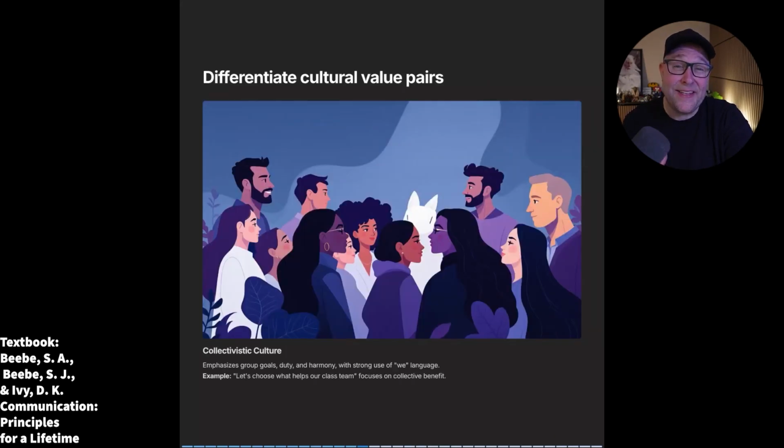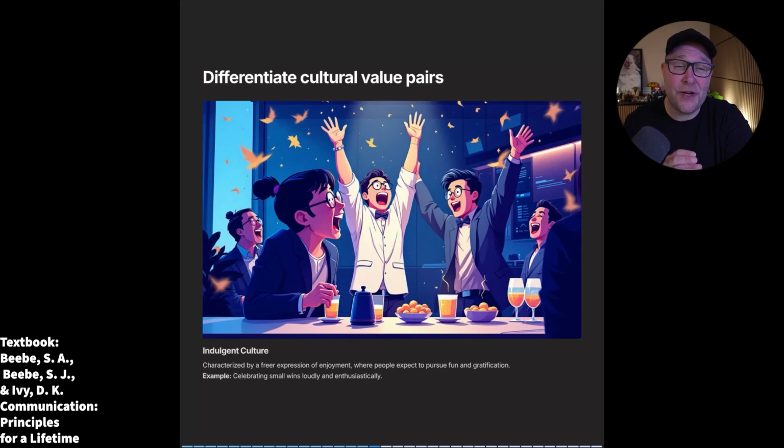A collectivistic culture emphasizes group goals, duty, and harmony, with a strong use of we language. For example, let's choose what helps our team or our class, focuses on the collective benefit. An indulgent culture is characterized by a freer expression of enjoyment, where people expect to pursue fun and gratification. A good example is celebrating small wins loudly and enthusiastically.